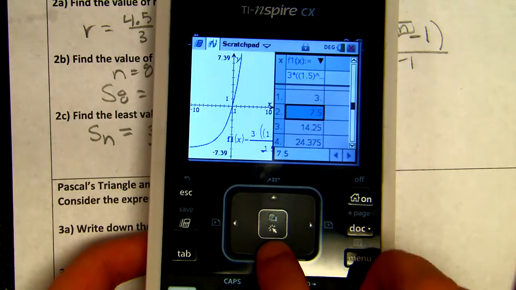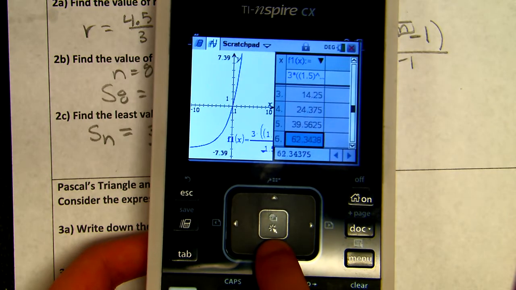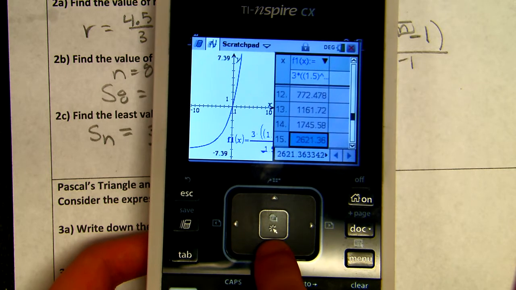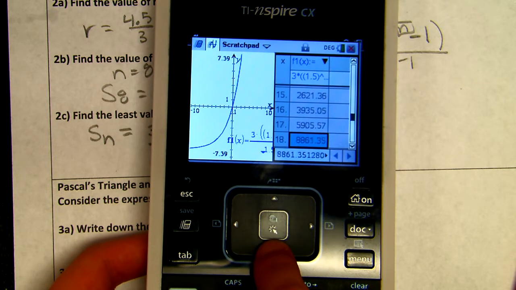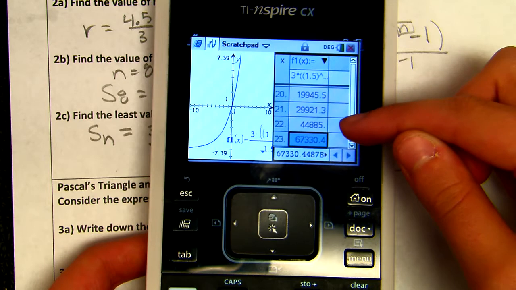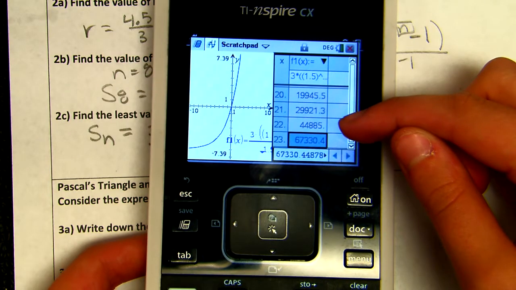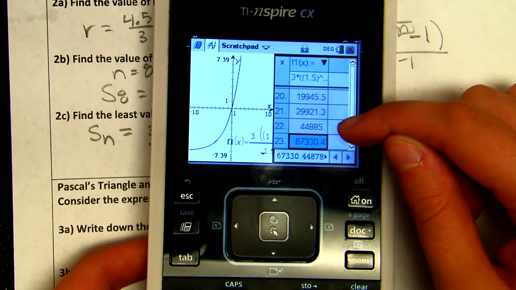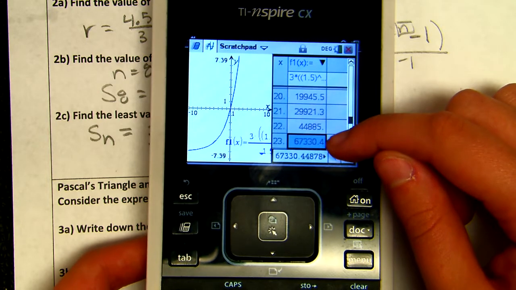Sweet spot. Okay. So I am scrolling, and I'm going to look for something that's greater than 45,000. Still going, super exciting. All right, here, this is the breaking point. You see how this one is 44,885? That's not greater than 45,000. But this next one is, right?